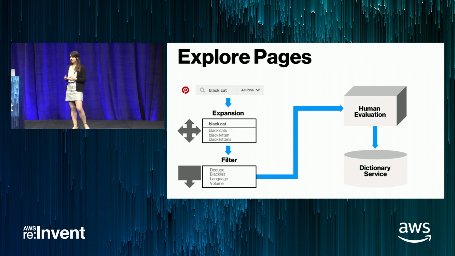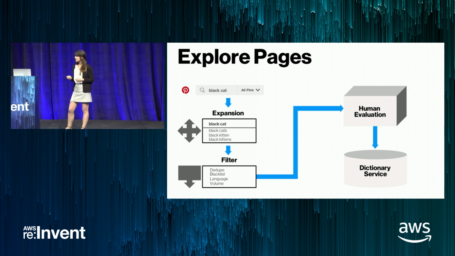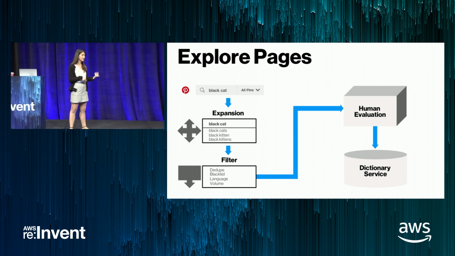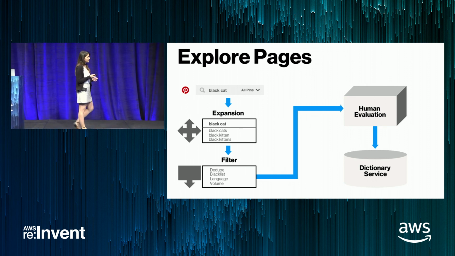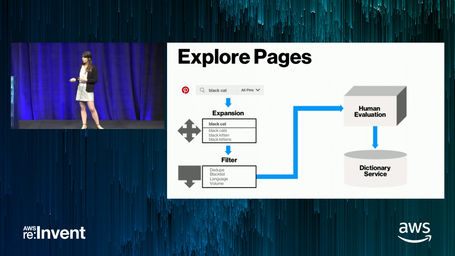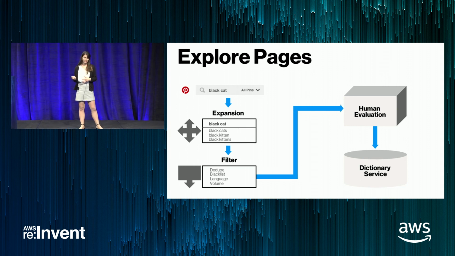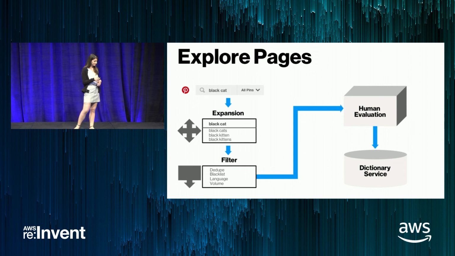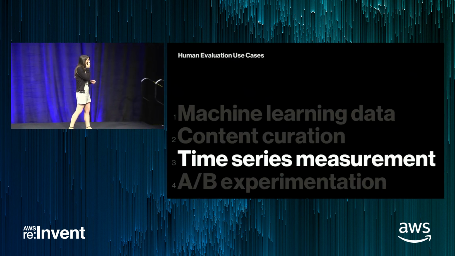And we run those queries through human eval, and we ask raters to tell us if they're inappropriate or appropriate based on our policy guidelines. Any queries that are deemed appropriate, we add into our dictionary service, and we create an Explore page for them. And any queries that are deemed inappropriate are added to our blacklist in our filtering step.